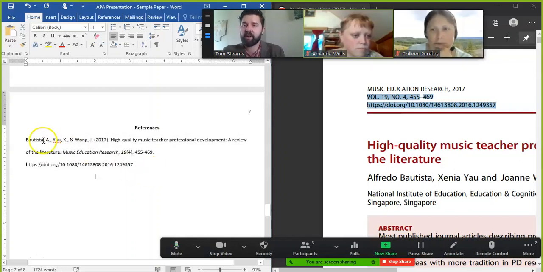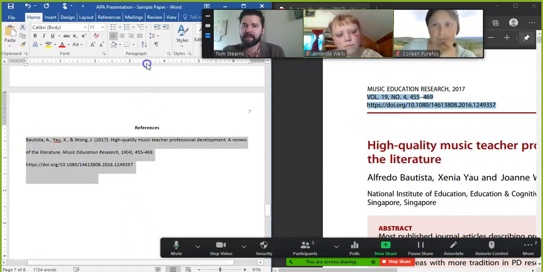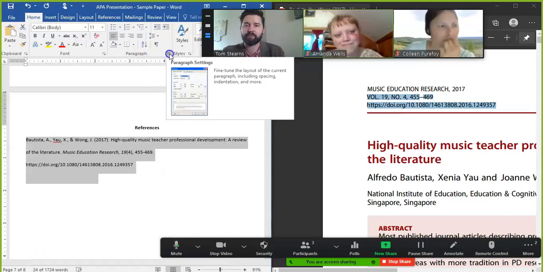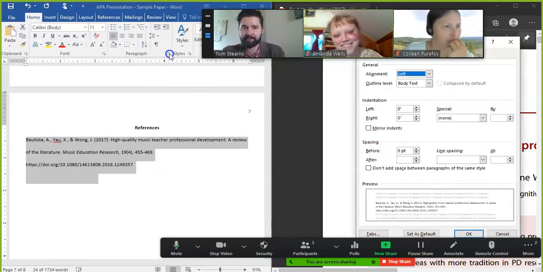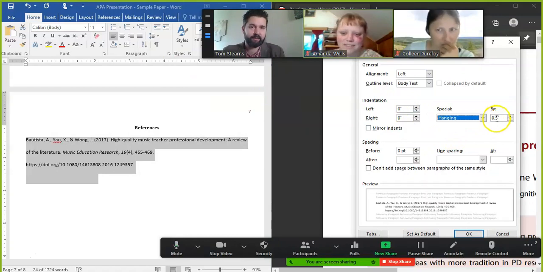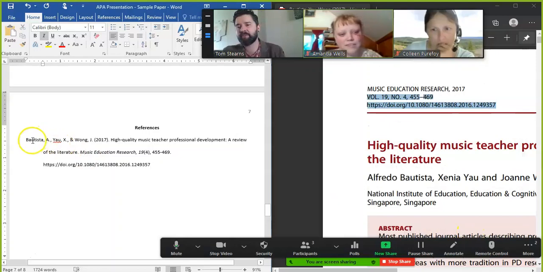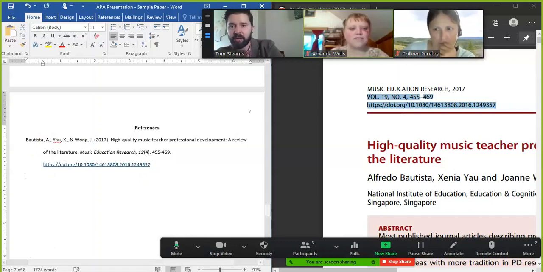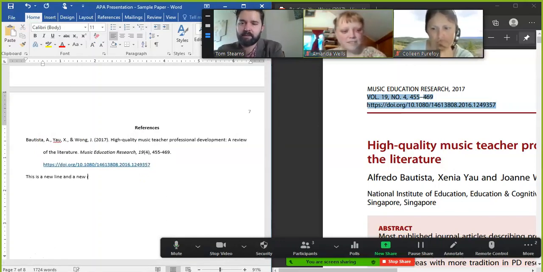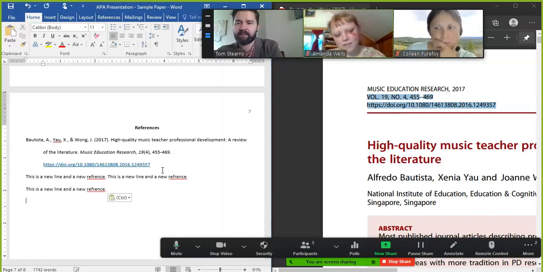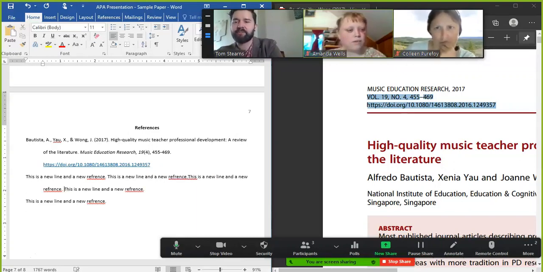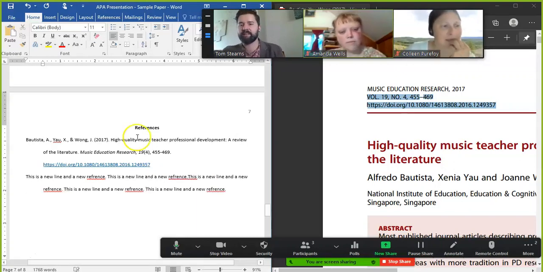So to create a hanging indent, you're going to select all the text of your references, go up to the paragraph section in Microsoft Word, click on paragraph settings, and under indentation, select hanging indent, 0.5 inch. And when you hit OK, it's going to create a hanging indent there. It's perfect. It starts on the left line, but then every subsequent line is indented. Now if I start a new line, notice how it's defaulting to that hanging indent again, so that's great.